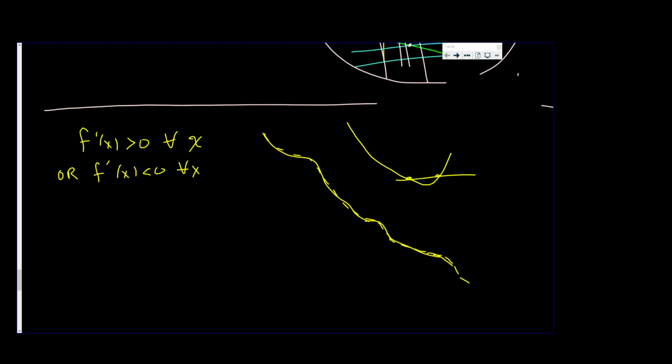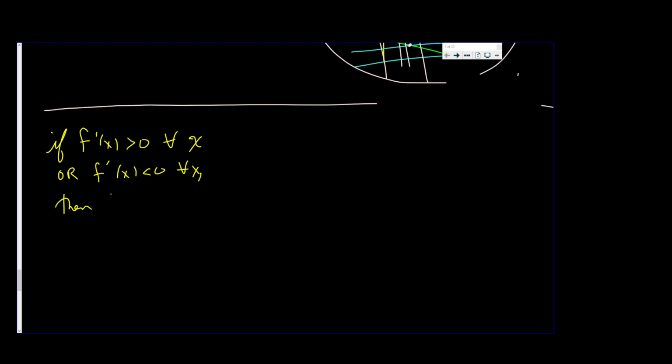Okay, we're not going to prove this, but I just argued it, I hope, so you believe it. So if f prime of x is greater than 0 for all x, or f prime of x is negative for all x, then f of x is invertible.